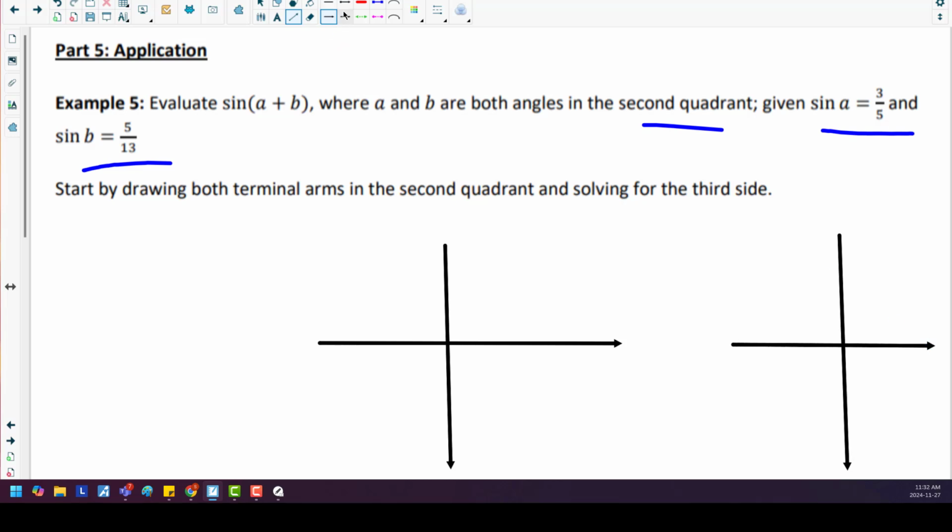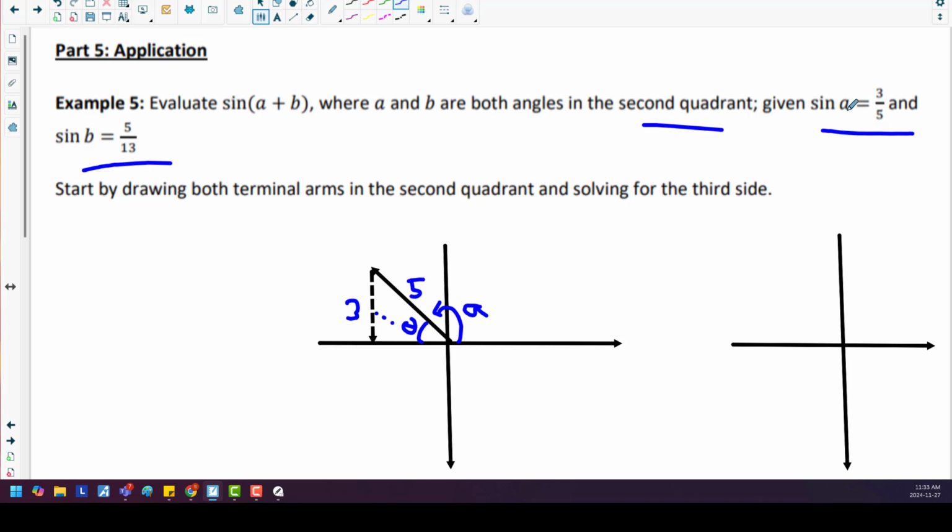We know angle A is in quadrant 2 because it says both angles are in the second quadrant, so it's here. And this is, let's say, angle A, right? We know whatever this angle is, the opposite of that angle is 3, and the hypotenuse is 5.